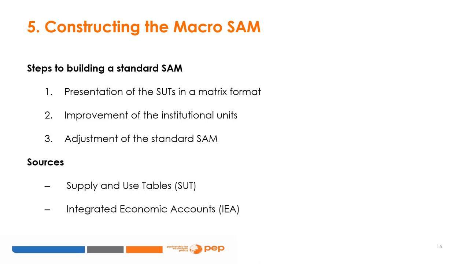The construction of the macro SAM is also undertaken in three steps. In the first step, the SUTs is presented in a matrix format. In the second step, the institutional units are improved using information from the IEAs. In the third step, the macro SAM is adjusted by removing the non-economic accounts. The primary sources of information to construct a macro SAM are the SUT and IEA.